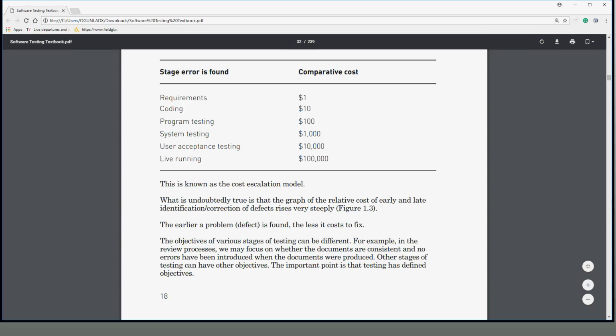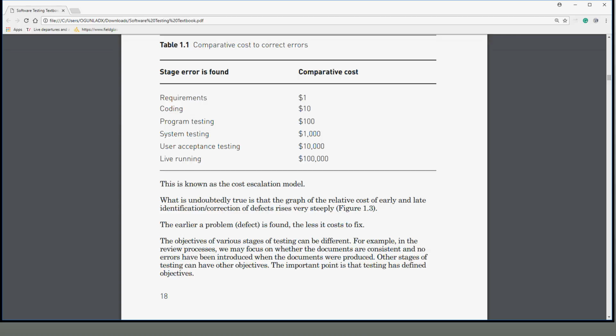This is a good example of the comparative cost of correcting errors. If you find an error in a requirement, it costs only £1 to fix, or $1. If it's during the coding, it increases, and it increases exponentially when you find it in live, where it can be something like $100,000 to fix. So you can see the importance of finding bugs as early as possible.